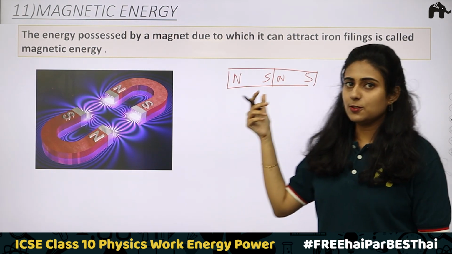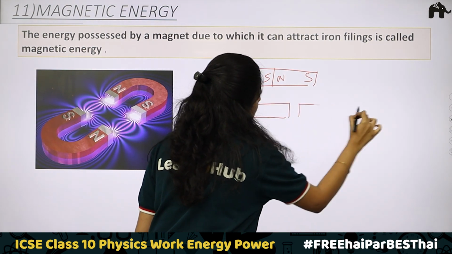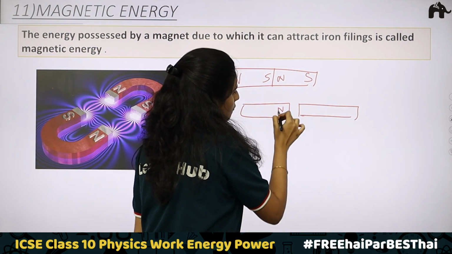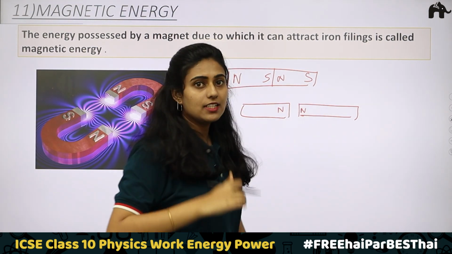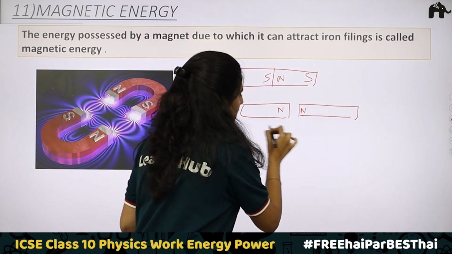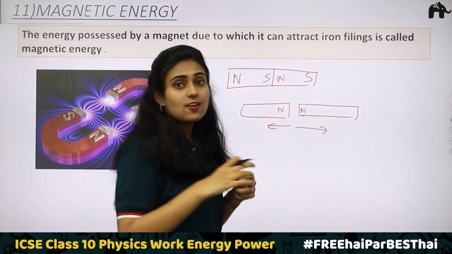What do these poles do? When like poles come together, what happens? That is, when the north pole of one magnet and the north pole of the other magnet are brought together, what happens? There will be repulsion. They will move away from each other. Moving away, this is called repulsion.